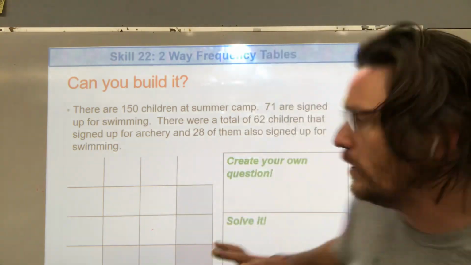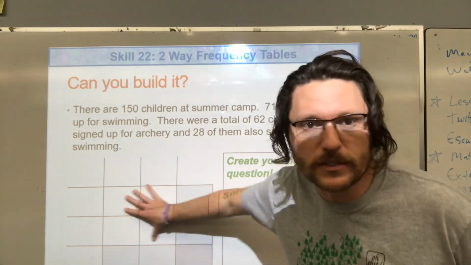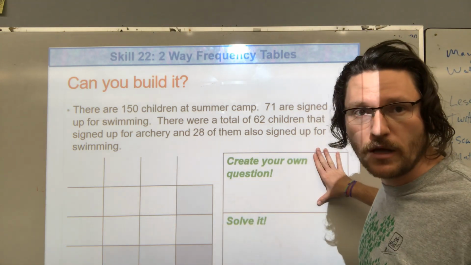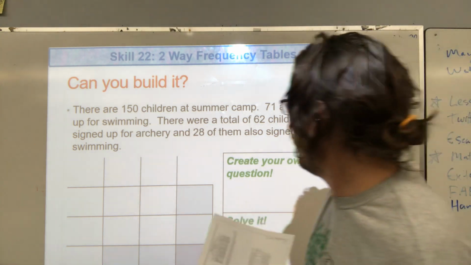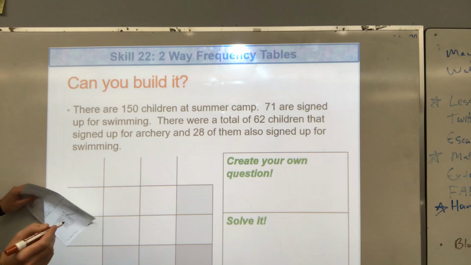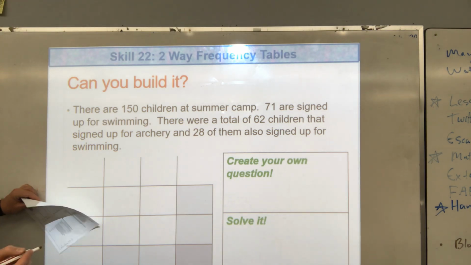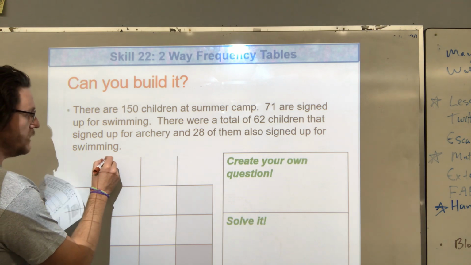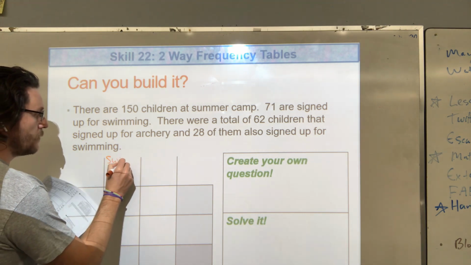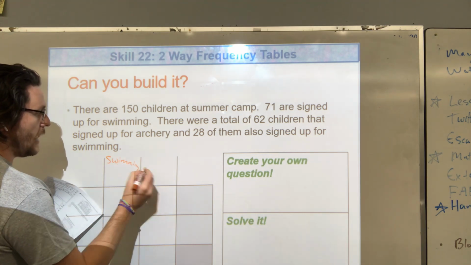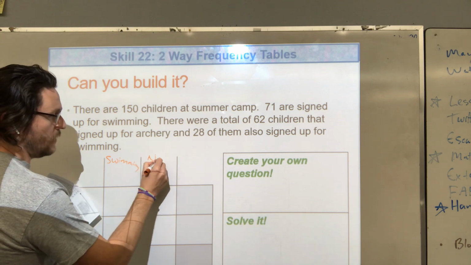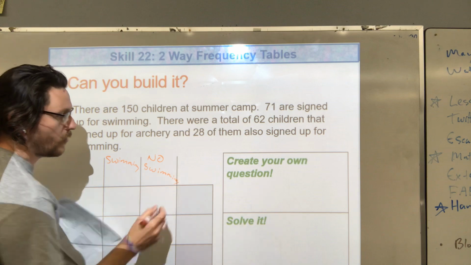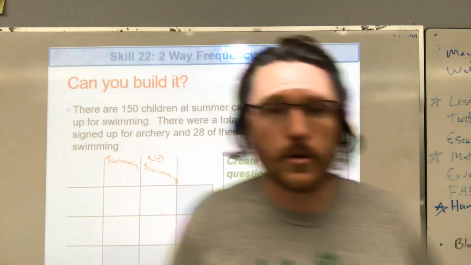And then once you have created a table here and filled in all the empty spaces, I want you to create your own question, okay, and then solve it. And I'll give you a hint here. Let's see, if we wanted to pick one side here, maybe we have kids that signed up for swimming, and then who didn't sign up for swimming. Good place to start with this.